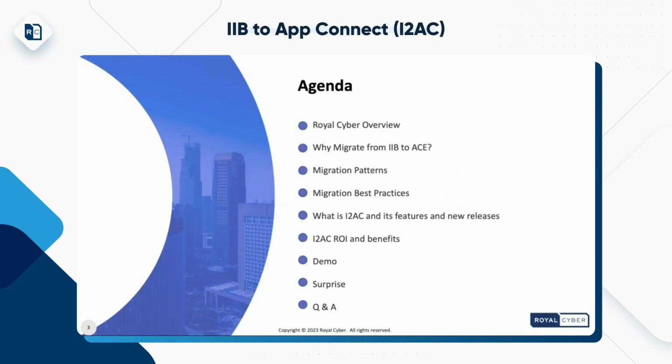Now let's discuss what we want to cover in the agenda today. We'll quickly start off with the Royal Cyber overview. We will talk about why to migrate from IIB to ACE, what the migration patterns we have seen so far are, and what the migration best practices are. What is I2AC, its features, and the new releases that we have launched in the upcoming version? Then I2AC ROI and benefits, followed by a demo, then a surprise at the end, followed by a question and answer session.